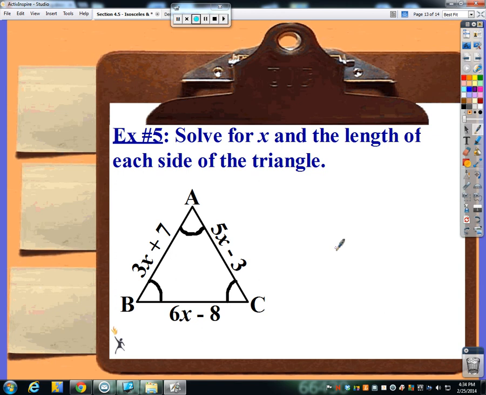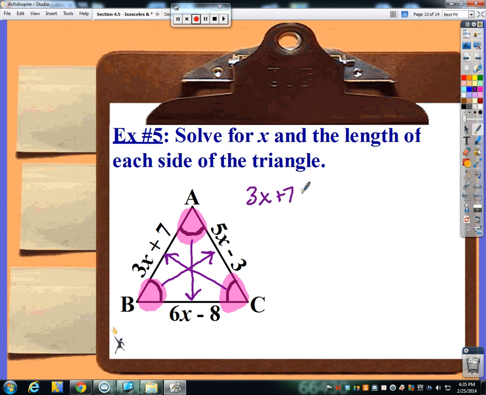So for example 5, it says solve for x and the length of each side of the triangle. If I look at this triangle, I notice each side has some x's in it, but the one thing I know for certain is that all three of these angles are congruent, which means I have an equiangular triangle. And if I have an equiangular triangle, then all three sides opposite of each other are equal. Well, which two sides do I set equal to each other? Does it matter? It doesn't. So let me just show you two possibilities here.